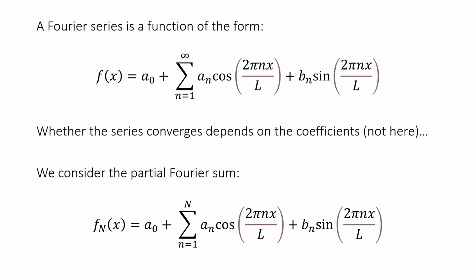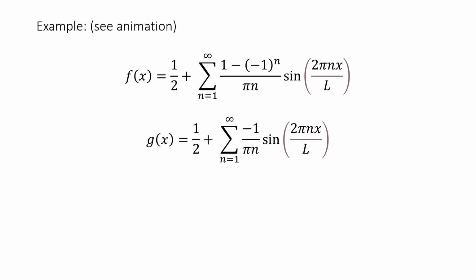However, in some circumstances, it's helpful to actually just take a partial Fourier sum. So if we fix some integer capital N, we define f_N of x as a naught plus the finite sum starting at n equal 1 going up to capital N of an times the cosine 2 pi nx over L plus bn times the sine of 2 pi nx over L. For example, if you want to approximate a signal, you could try to compute the Fourier coefficients up to some order capital N, and then use the partial Fourier sum as an approximation of the original function. Let's take a look at a few examples.